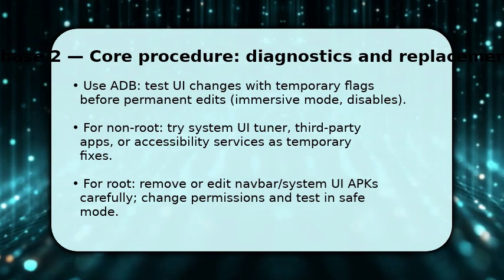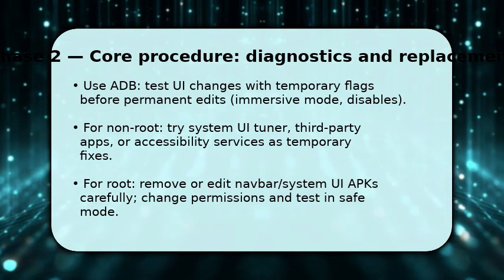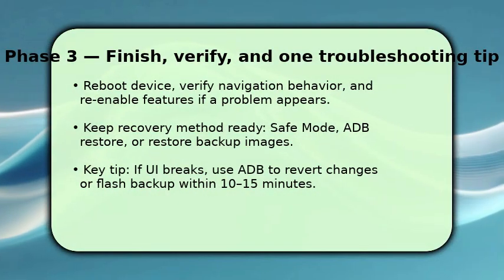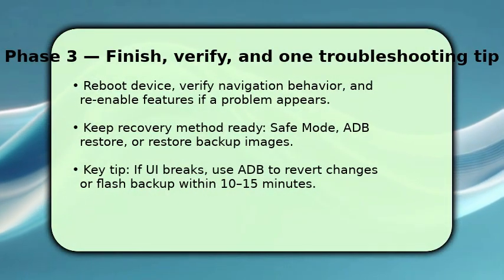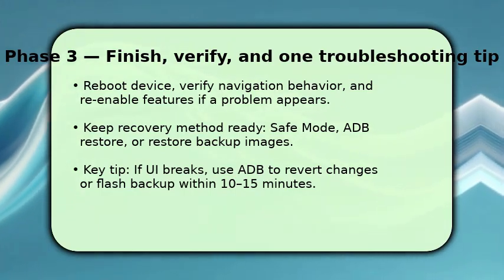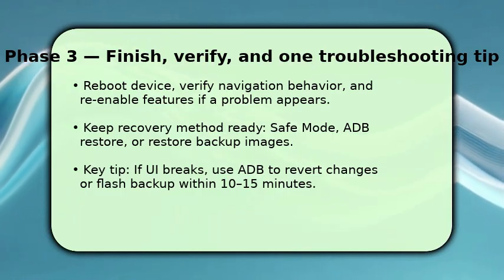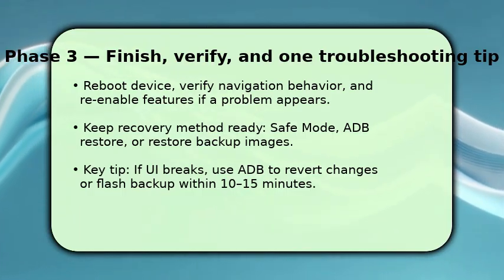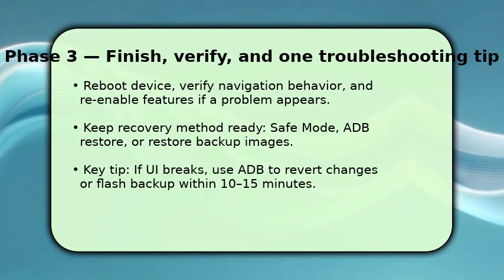You finish by making the changes permanent and verifying stability. Reboot the device, check every app interaction, and confirm the Home action is gone or remapped. If you used root edits, set correct SELinux contexts and file permissions. If non-root, lock the app or sticky flags to persist after reboot.